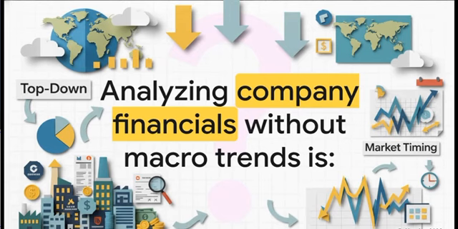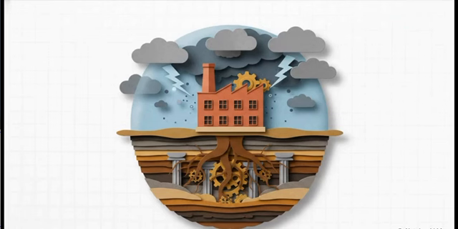A portfolio manager selects stocks based on company-specific financial analysis without considering macroeconomic trends. Is this approach A, top-down, B, bottom-up, or C, market timing? The correct answer is B, bottom-up. You're starting right down at the foundation, the company itself.